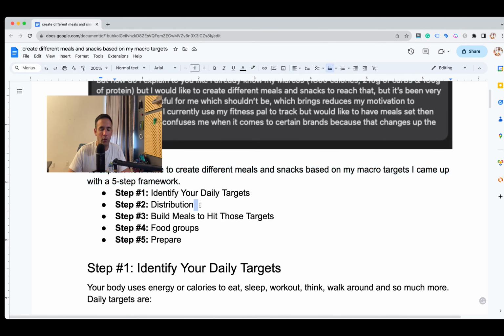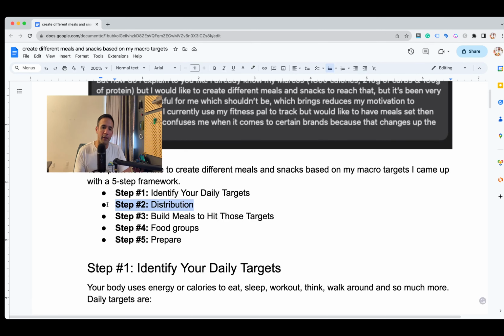The next one would be distribution, so distributing these throughout the day. This might look like breakfast, lunch, and dinner. Not that it has to be that way, but it might be. It might be 4 meals a day, where you're breaking that up into 4 separate meals, like a breakfast, a second breakfast, a late lunch, and then a dinner. It could be 3 meals and a snack. There are so many different ways we can distribute it. We'll talk about it.